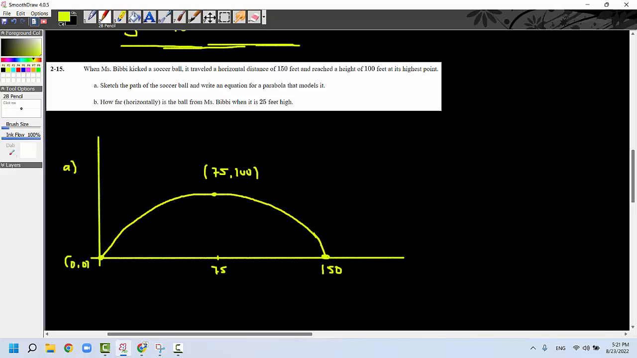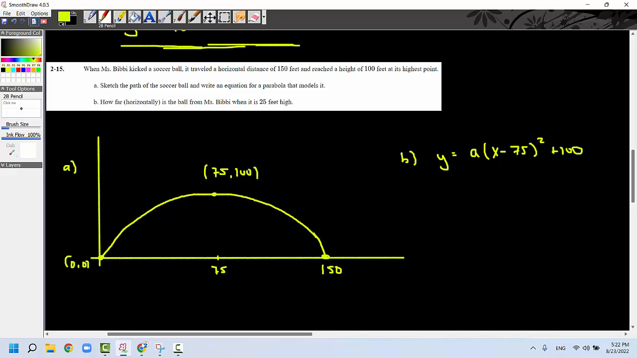And now what we have to do is find out how far horizontally the ball is from Mrs. Beebe when it is 25 feet high. Well, what they're telling you here without really saying anything is they're asking you to write the equation, because there's no way we're going to be able to visually pick a point on here and guess. So let's find out what the equation for this thing is. So I'm going to go y equals, don't forget the a, because everyone forgets the a. It's going to be x minus 75 squared plus 100.